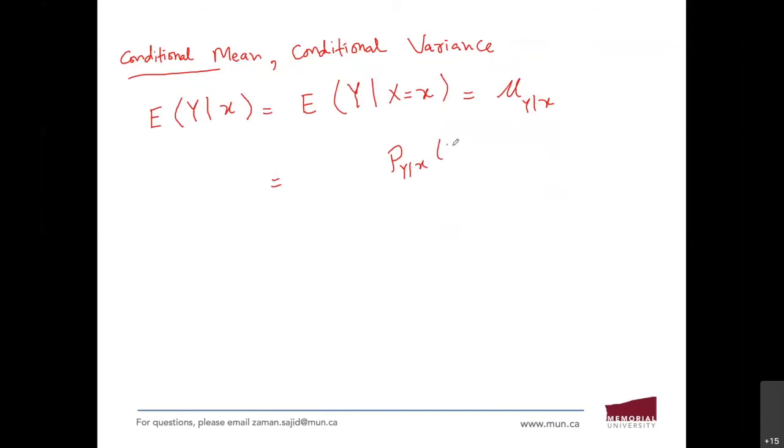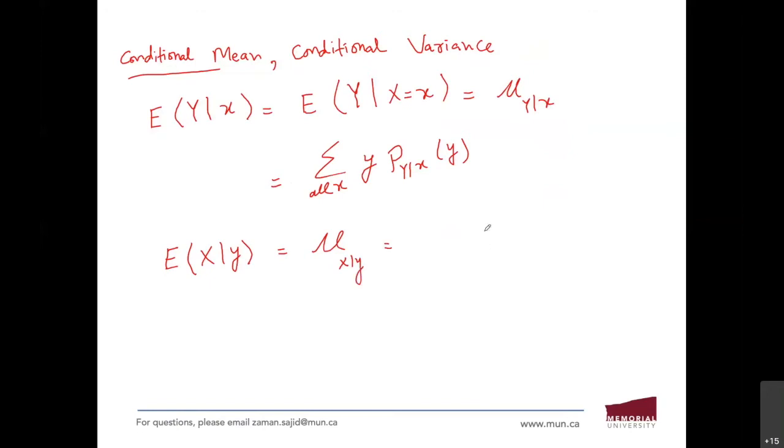We are interested in y here, and you multiply it with your y and take the summation. This one should be for all x. Now in case you are interested in the expected value of x given that y, this can be represented as mu subscript x given that y.